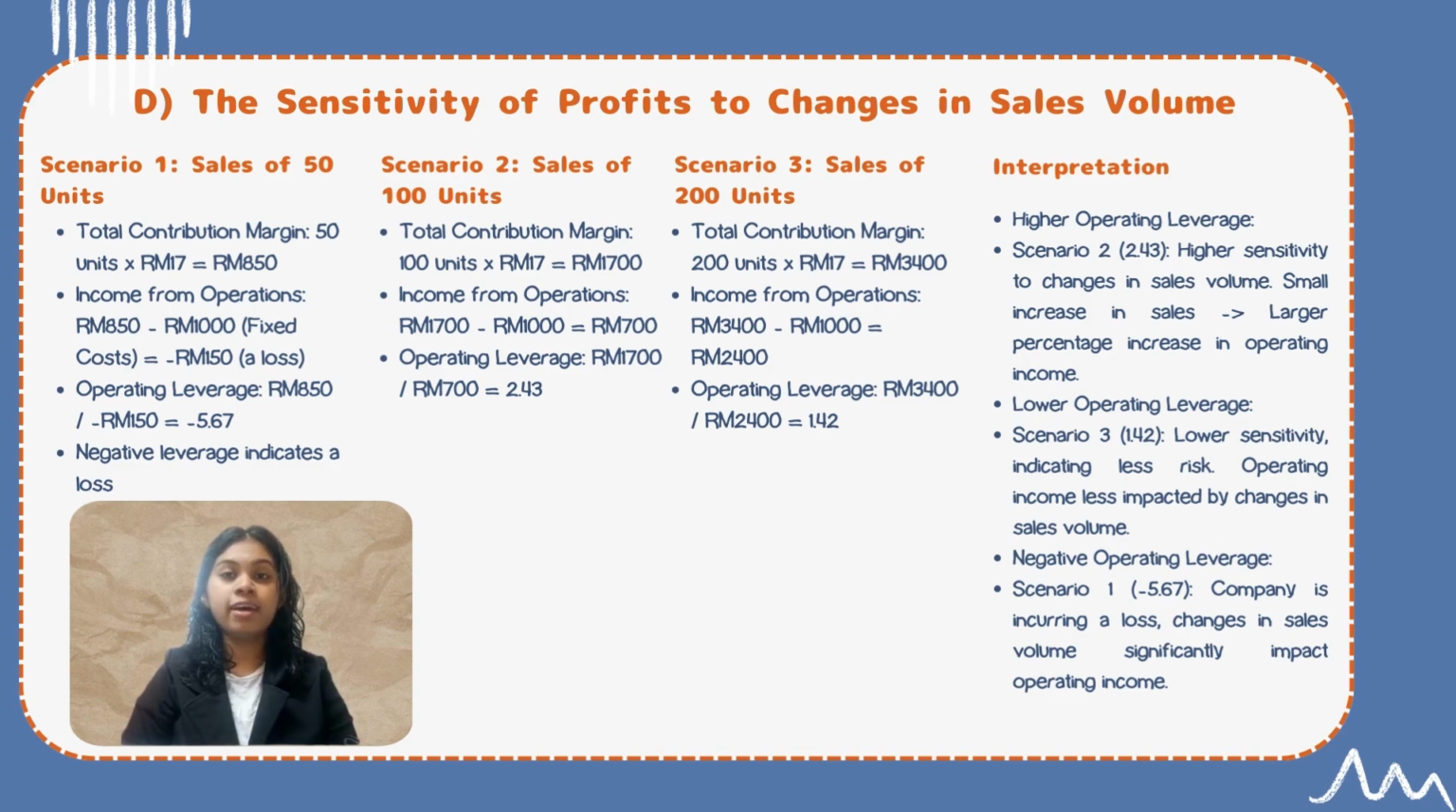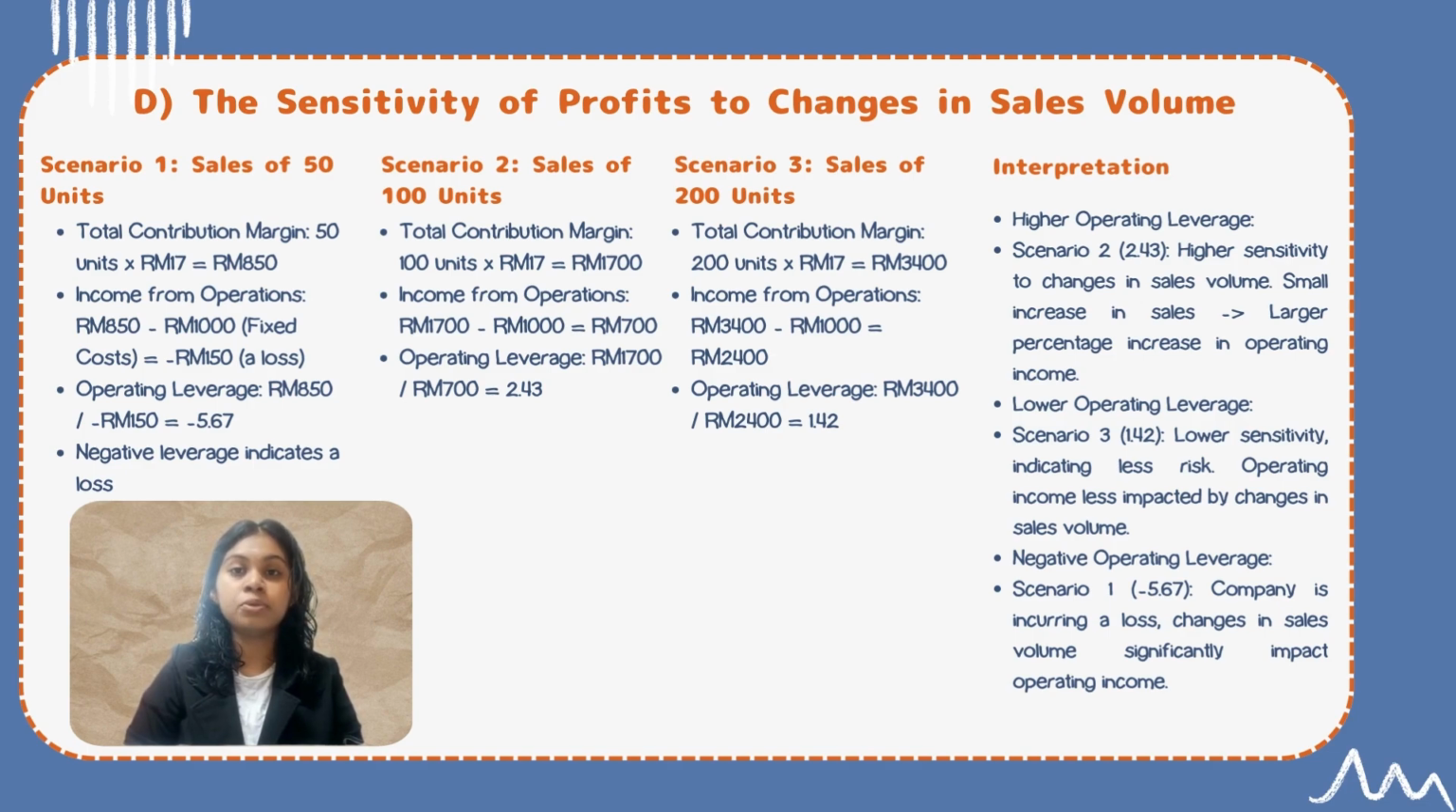Good day everyone. Today I want to highlight the sensitivity of profit to changes in sales volume using three scenarios. Let's start with the basics. As sales volume increases, profit rises because fixed costs remain constant and each additional unit sold adds RM17 to the profit. Scenario 1: with sales at 50 units, our total contribution margin is RM850, and subtracting fixed cost of RM1000, we face a loss of RM150, leading to an operating leverage of negative 5.67. This means the company is highly sensitive to sales changes, but in a risky position.